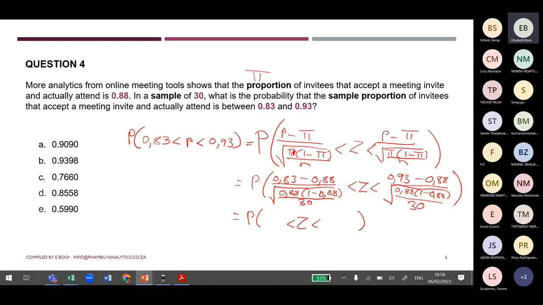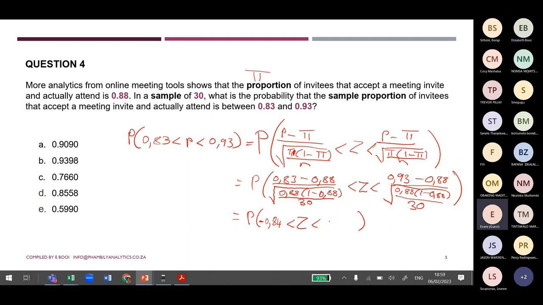Do the calculation. Give me the one on the left first. The 0.83 minus 0.88 divided by the standard error is negative 0.8427. I want two decimals, so it will be negative 0.84.